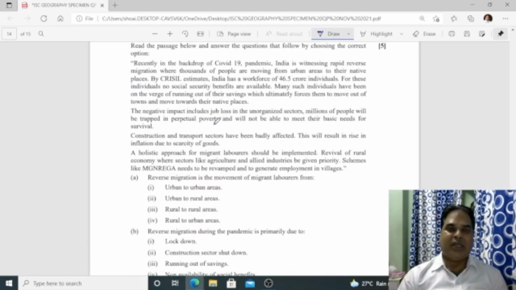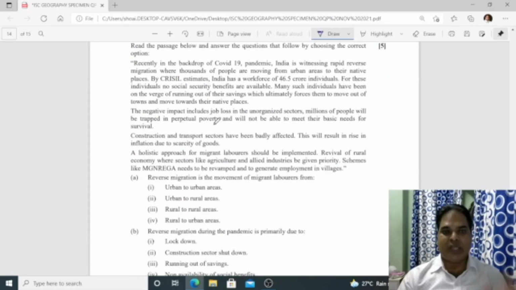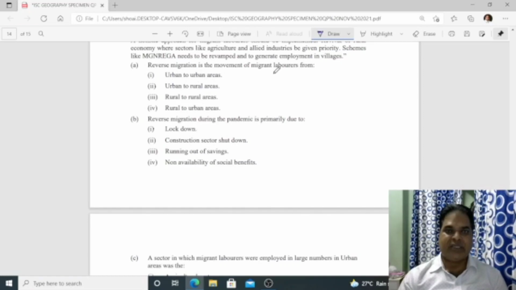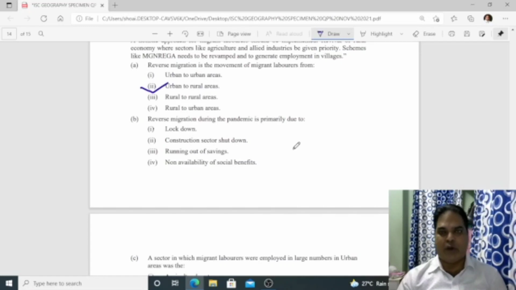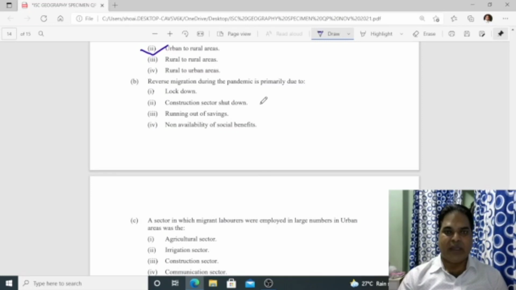Okay. Now the last one. Have patience and read the passage properly and the question. You have to choose the correct option after you read the passage properly. Okay, so you can see here. Reverse migration is the movement of migrant laborers from, that means from urban to rural areas. Recently, due to lockdown, you might have seen a lot of migrant laborers returning back to rural areas. Reverse migration during the pandemic is primarily due to, everybody knows, lockdown.